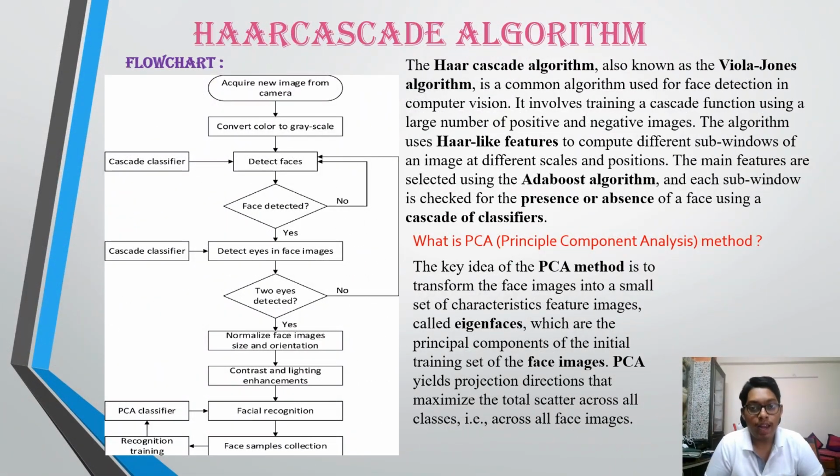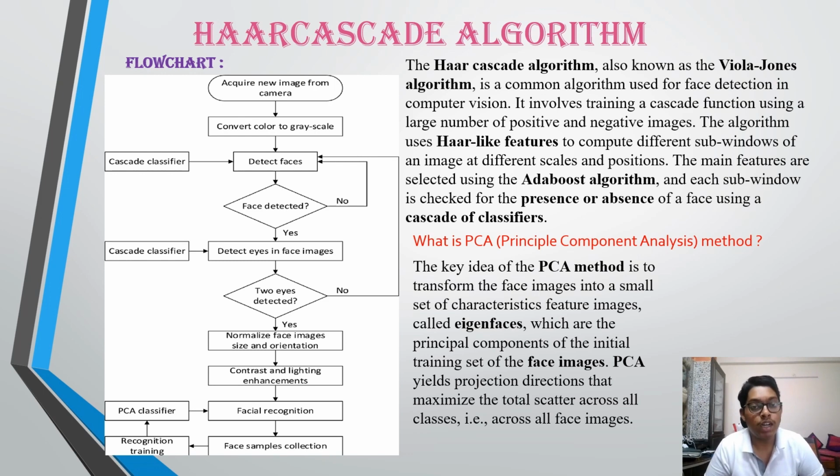I'm going to explain the algorithm, that is the Haar cascade algorithm, also known as the Viola-Jones algorithm, a common algorithm used for face detection in computer vision. It involves training a cascade function using a large number of positive and negative images. The algorithm uses Haar-like features to compute different subwindows of an image at different scales and positions. The main features are selected using the AdaBoost algorithm, and each subwindow is checked for the presence or absence of a face using a cascade classifier.